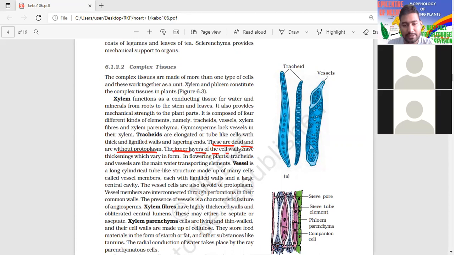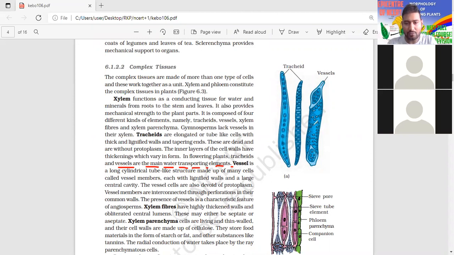The inner layer of the cell walls has thickenings which vary in form. In flowering plants, meaning angiosperms, tracheids and vessels are the main water-transporting elements. I told you already, in the case of the pteridophytes and gymnosperms, they are not highly developed. But in the angiosperms, the xylem's tracheids and vessels are highly developed.